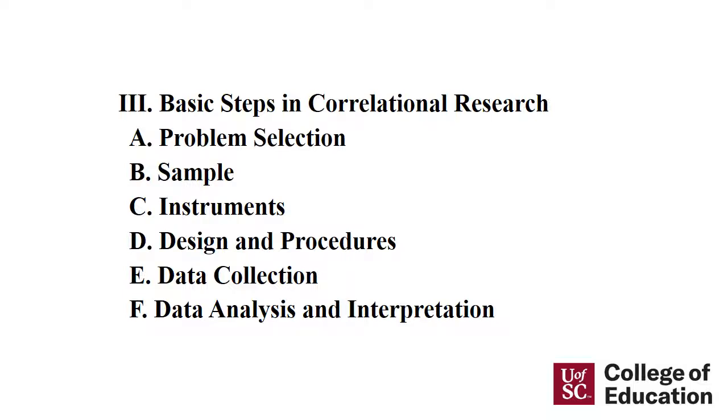3. Basic steps in correlational research. These include, as in most research, selecting a problem, choosing a sample, selecting or developing instruments, determining procedures, collecting and analyzing data, and interpreting results. A. Problem selection. The following three major types of problems are the focus of correlational studies. Is variable X related to variable Y? How well does variable P predict variable C? What are the relationships among a large number of variables, and what predictions can be made that are based on them?